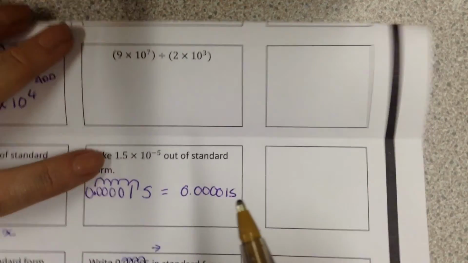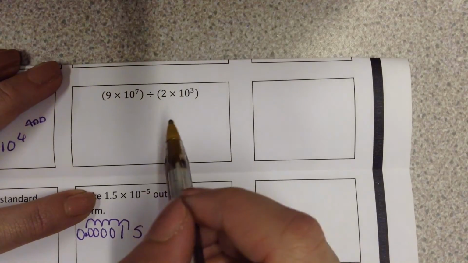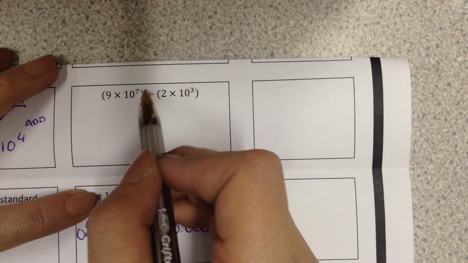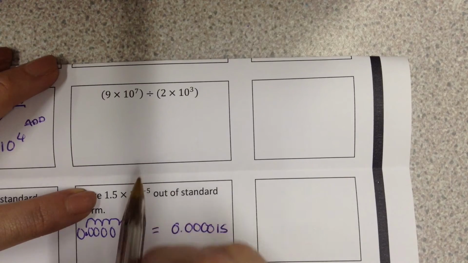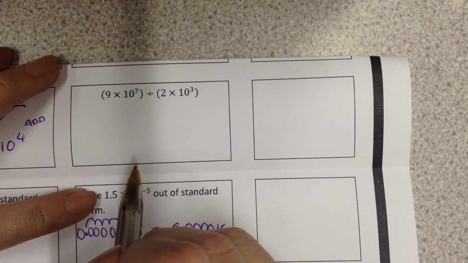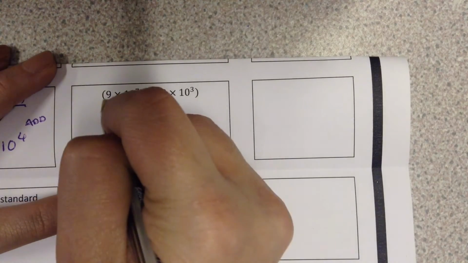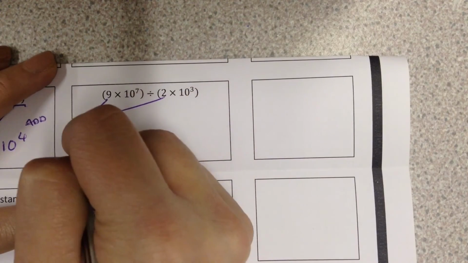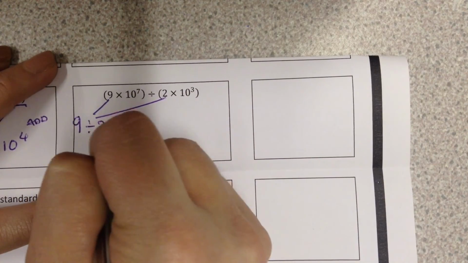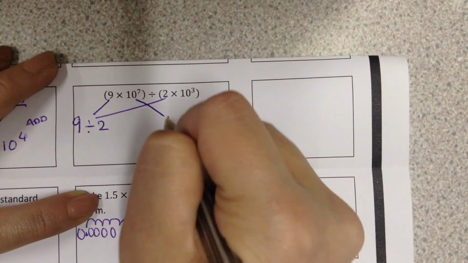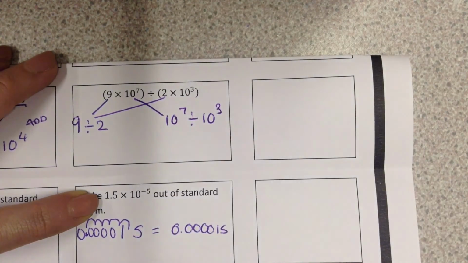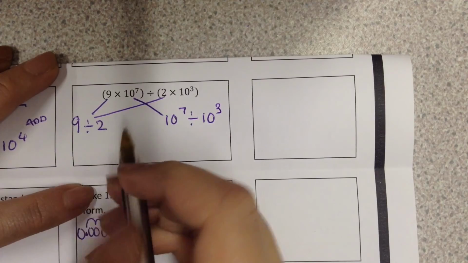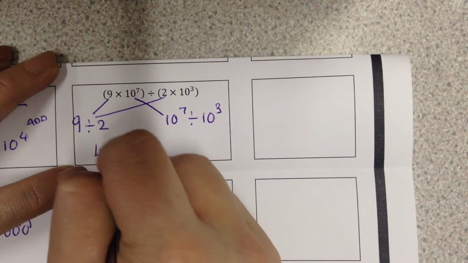Now, when we divide, we do it in a very similar way, but we need to make sure that we are dividing each time instead of timesing. Our final answer will still have a multiply symbol between them. So we're going to take the 9 and we're going to take the 2, but this time it's going to be 9 divided by 2. And we're going to take the 10 to the 7 divided by the 10 to the 3. 9 divided by 2 is going to give us 4.5.